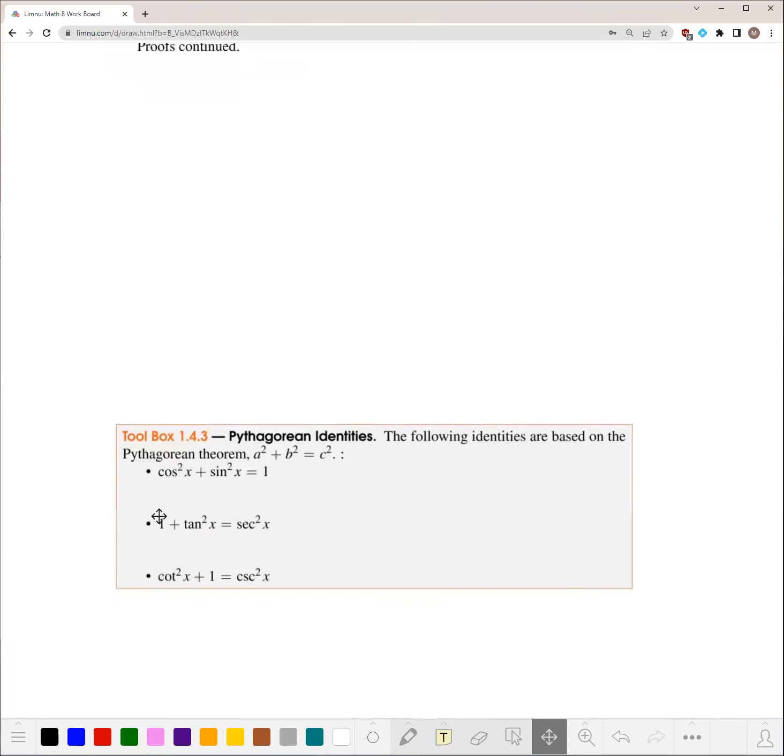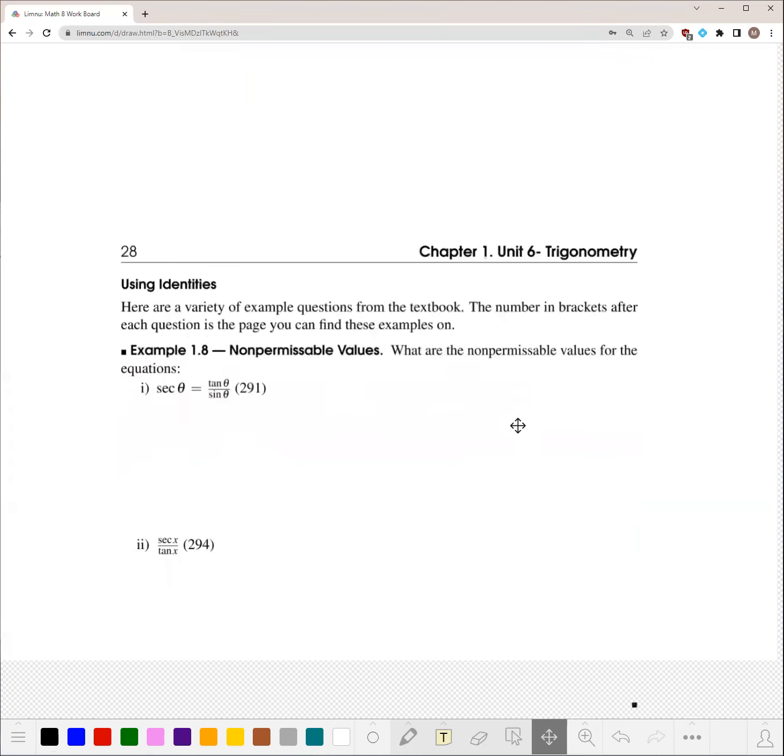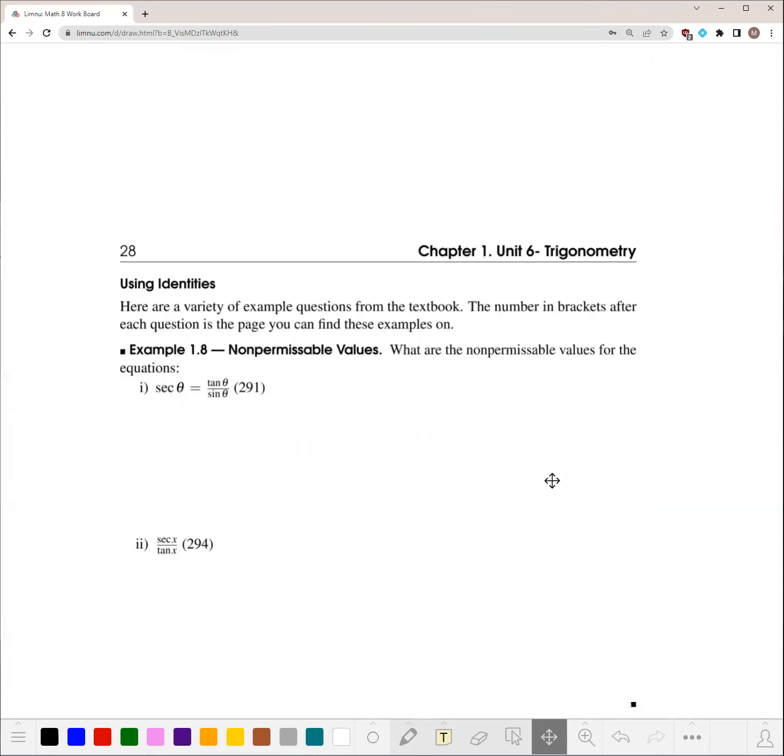Our next two are 1 plus tan squared x is equal to secant squared x, and cotangent squared x plus 1, which actually is written differently on your formula sheet, is equal to cosecant squared x. In this video, I'm not going to go over those because I just want to make sure we can get to the stuff that you're actually going to be tested on in your diploma. You can just choose to believe me, or you can Google a video where someone cares more about you and will actually show you. Okay, so let's use some of these.